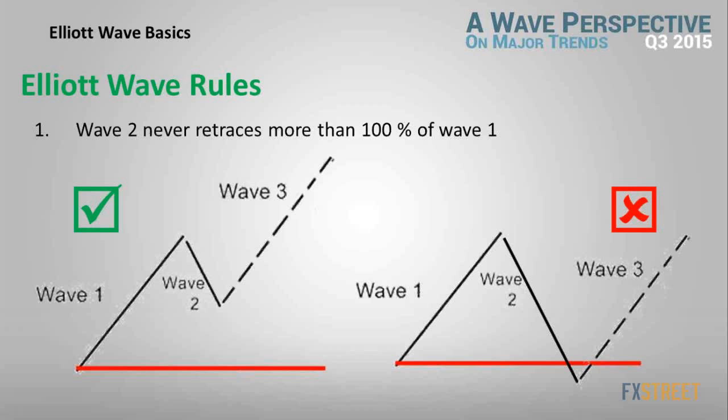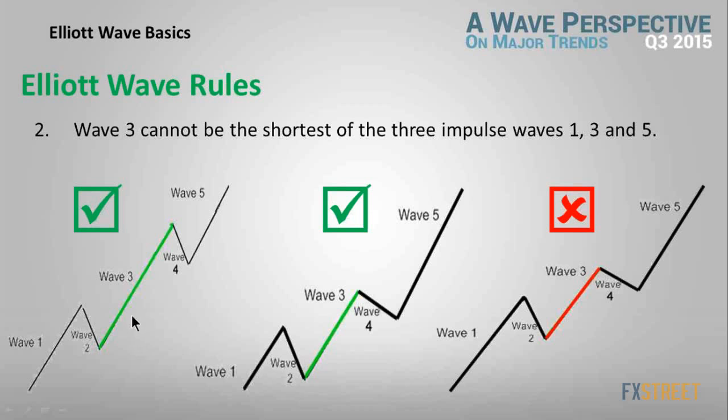Therefore, we would be correct if we labeled the left diagram as waves 1 and 2, and on the other hand, the diagrams on the right cannot be labeled as waves 1 and 2 because wave 2 moved beyond the start of wave 1.